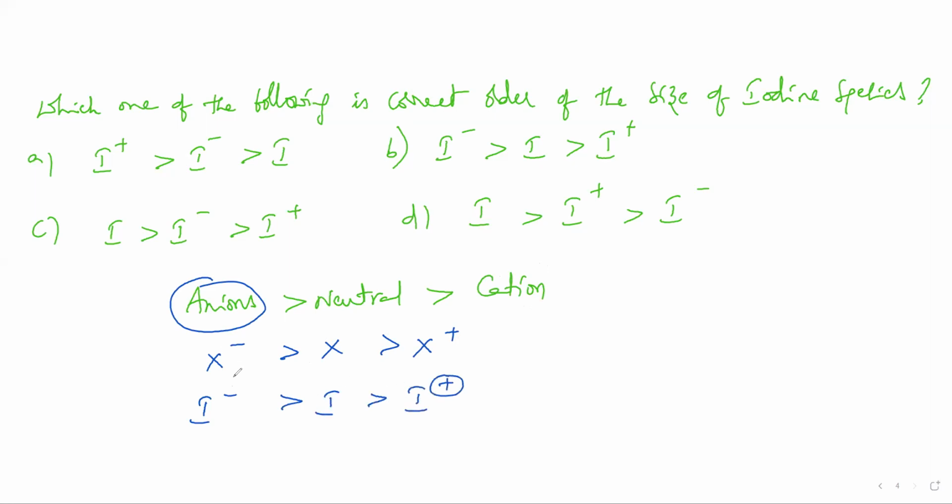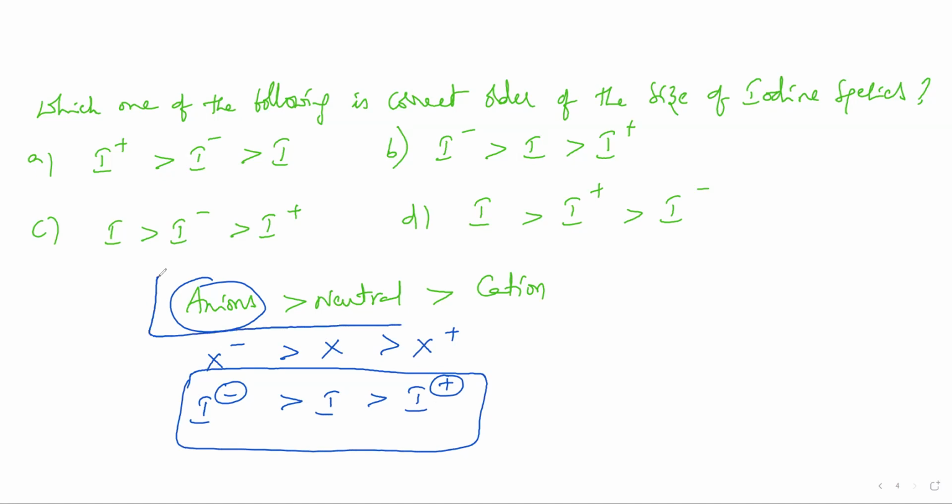Is it clear now? This is easy to remember. If the same species is present in different ionic forms, cation, anion, and neutral, then this is the order. Anion will generally have more size than neutral atom. Neutral atom will have more size than cation. Then you can arrange in order easily.